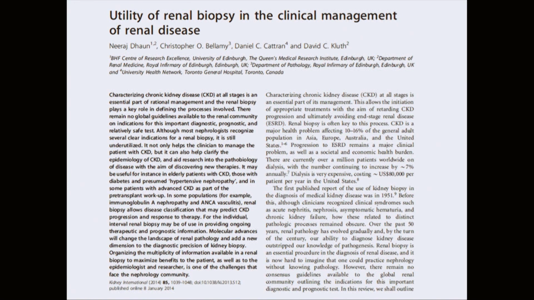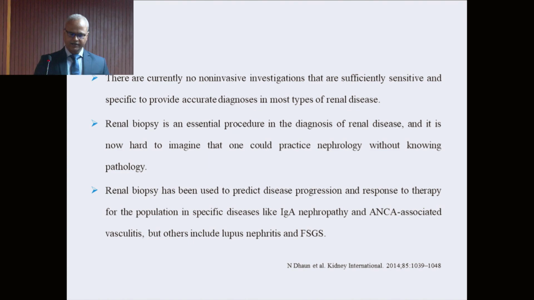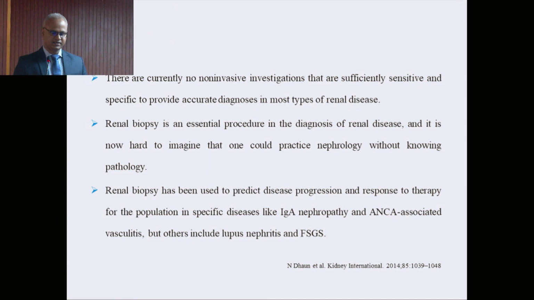The utility of renal biopsy in the clinical management of renal disease. There are currently no non-invasive investigations that are sufficiently sensitive and specific to provide accurate diagnosis in most types of renal disease. Renal biopsy is an essential procedure in the diagnosis of renal disease, and it is now hard to imagine that one could practice nephrology without knowing the pathology. Renal biopsy has been used to predict disease progression and response to therapy in specific diseases like IgA nephropathy and ANCA-associated vasculitis, but others include lupus nephritis and FSGS.